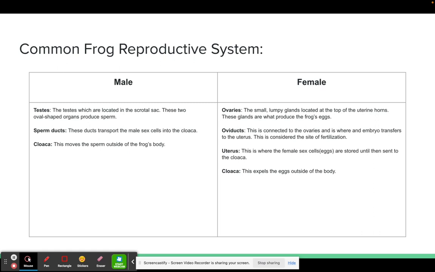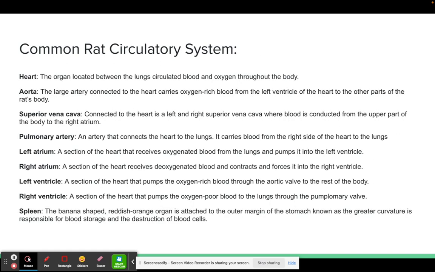And for the female, this is all pretty much the same, except they don't have uterine horns, as that's only in rats, and they all have the cloaca that expels the eggs outside the body. So both the male and the female use the cloaca to expel their sex cells outside of their body.